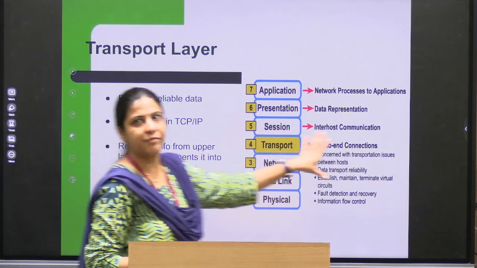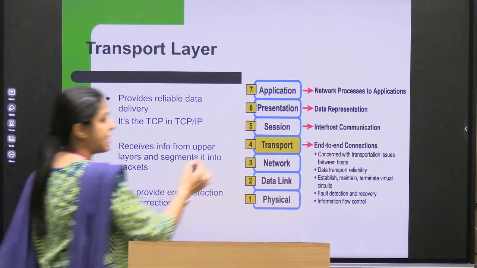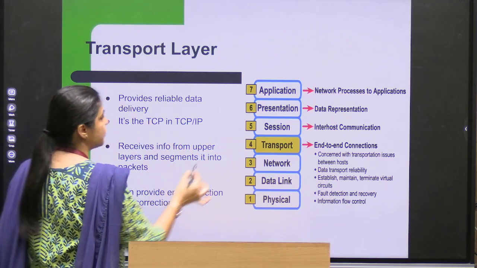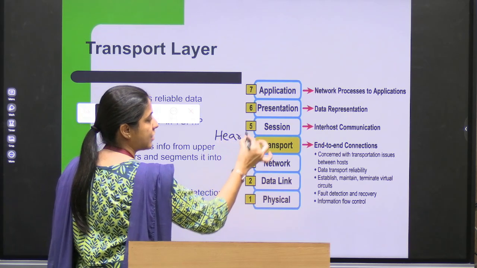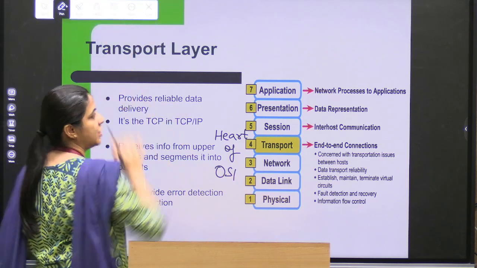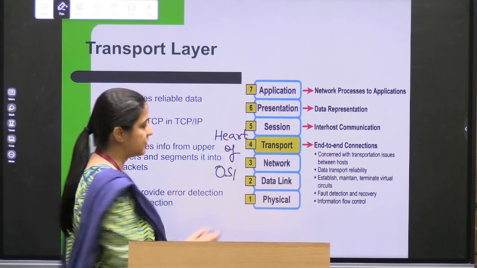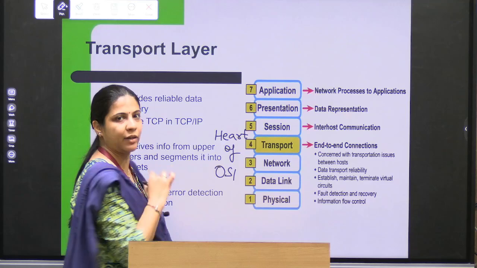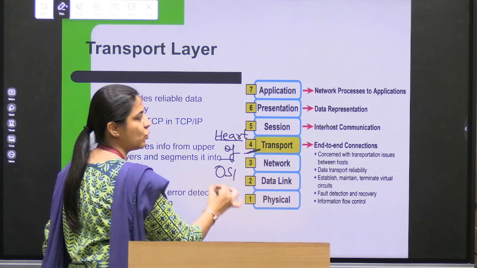Then we have the transport layer. What is the function of the transport layer? As we saw earlier, the transport layer is the heart of the OSI model. Session, presentation, and application layers were the software layers. Physical, data link, and network are the hardware layers, and the transport layer is the heart of the OSI model.